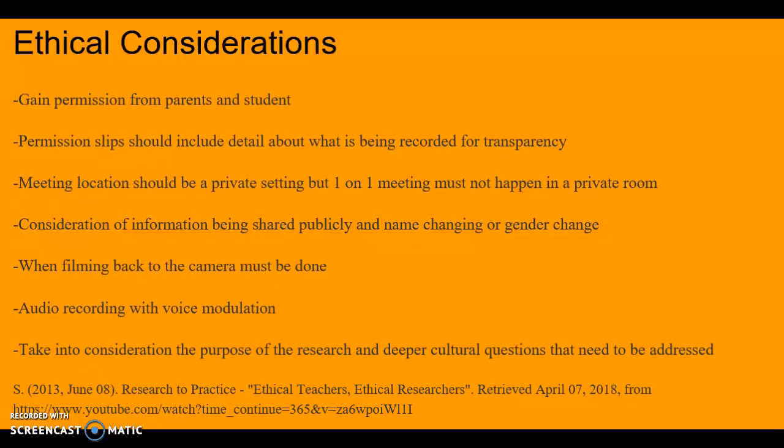Consideration of the information being shared publicly. We're talking about name changing or gender change when referring to a student or students. If you're filming, always have the students' backs to the camera. If you're audio recording, you should be doing it, or at least consider doing it, with a voice modulator.